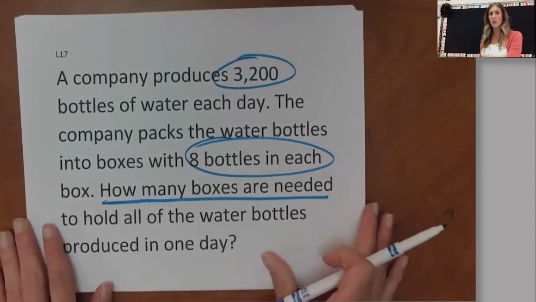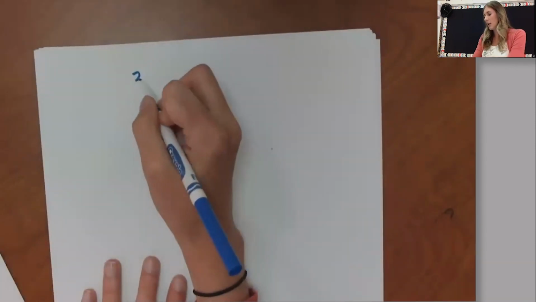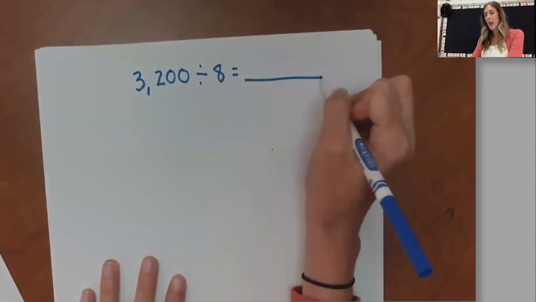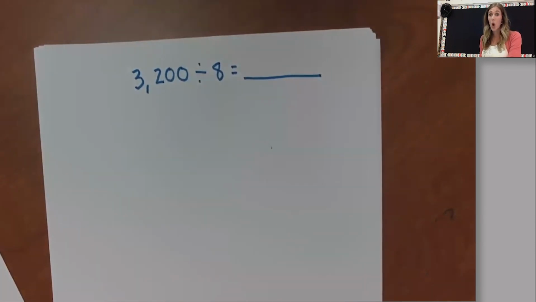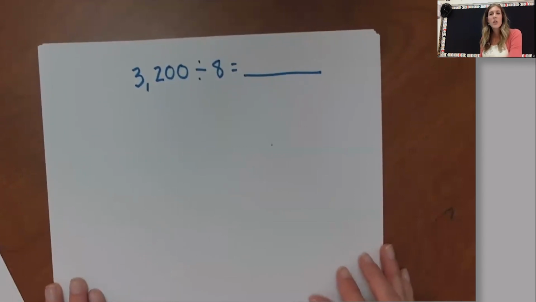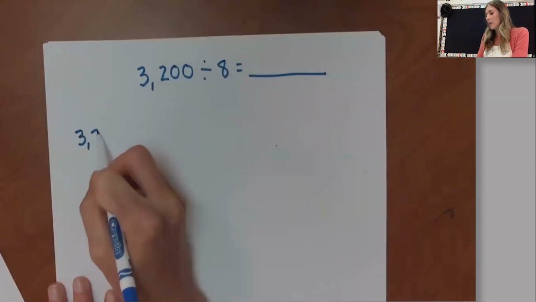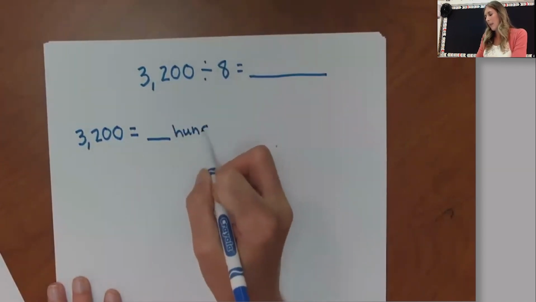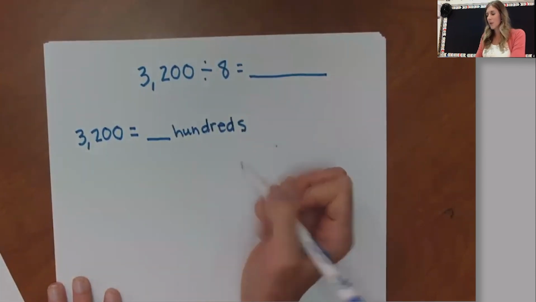So what equation could we use to solve this? Very good. 3,200 divided by 8 should tell us how many boxes that we need. Since 3,200 is a large number to draw, let's think through this problem using our place value and basic facts. So let's use hundreds to rewrite 3,200. So we know that 3,200 is the same as how many hundreds? Correct, 32.